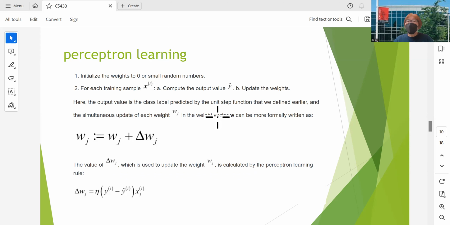So you calculate the y hat, and then we update the weights. How do we update the weights? You are going to find the delta W. How do we calculate delta W? The delta W is the real one minus the calculated one, the difference, times your sample feature, times the eta.